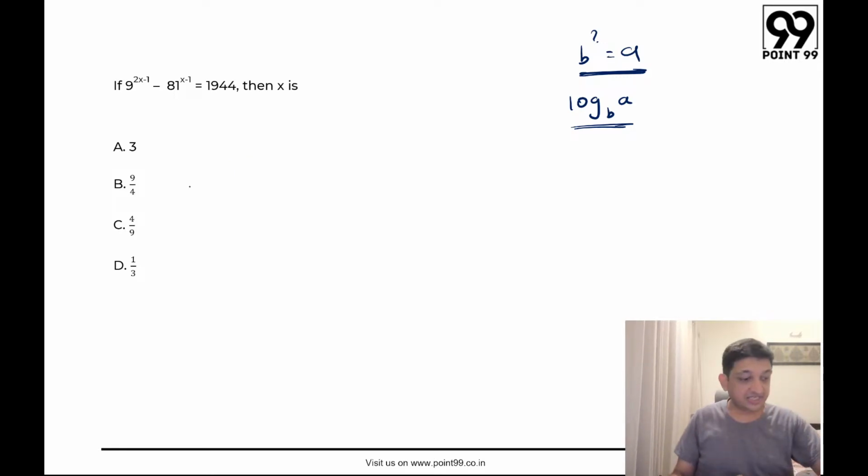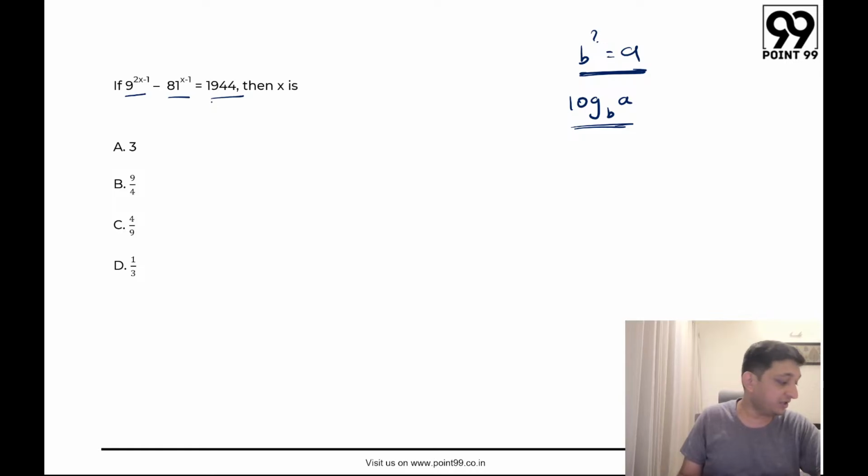Yeah. So let's have a look at the solution now. In this case, 9 raised to 2x minus 1, 81 raised to x minus 1 and 1944 have been given to us. ठीक है. So again the thing that you have to understand here is instead of writing 9 के form everything, try to convert it into the most basic form that you can think of.